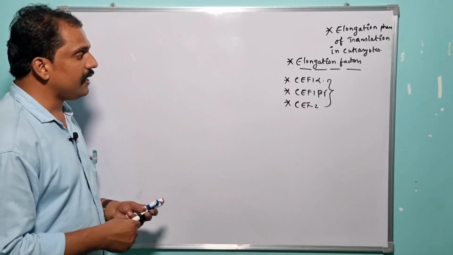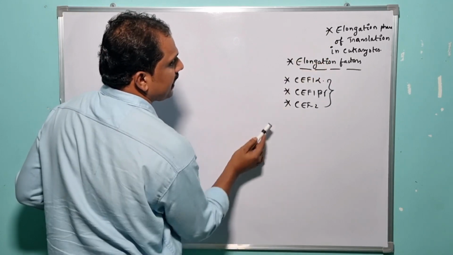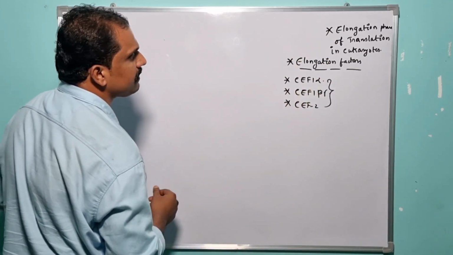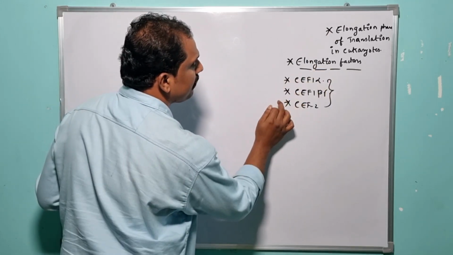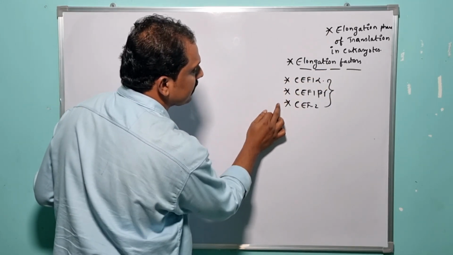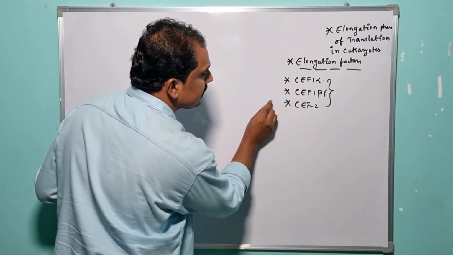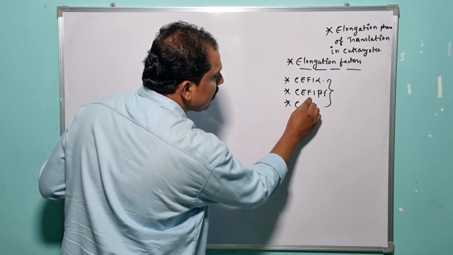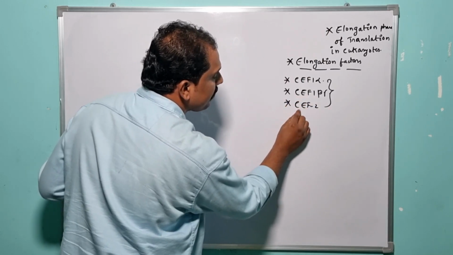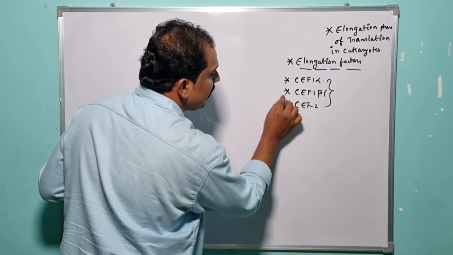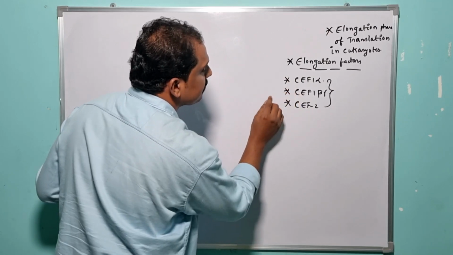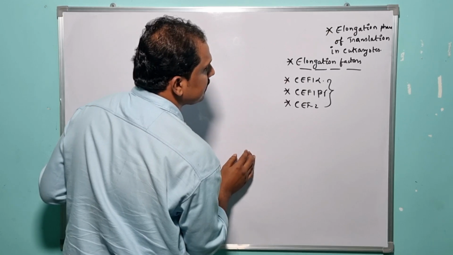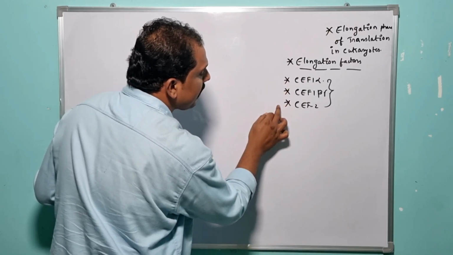So during the elongation phase of the translation mechanism in eukaryotes, for its successful organization, there is a requirement of certain elongation factors. These elongation factors are nothing but eukaryotic elongation factor 1 alpha, eukaryotic elongation factor 1 beta gamma, and eukaryotic elongation factor 2. These are the various elongation factors which play a prominent role in organizing the elongation phase of translation in eukaryotes.